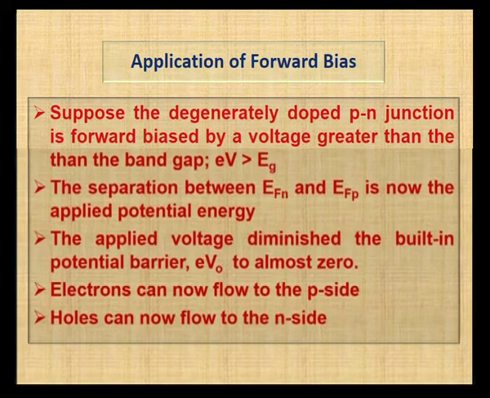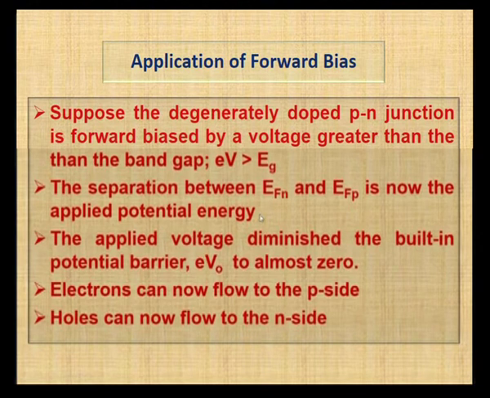Application of forward bias. Suppose that the heavily doped p-n junction is forward biased by a voltage greater than the band gap, that is eV is greater than Eg. That is how we achieve the forward bias. Only when eV is greater than Eg can we achieve that forward bias, so that the depletion region is reduced and conduction takes place.